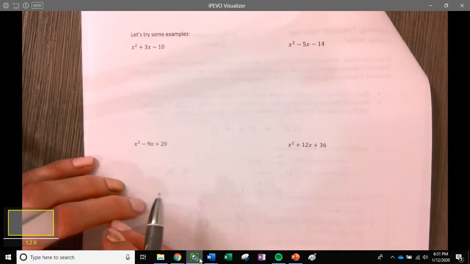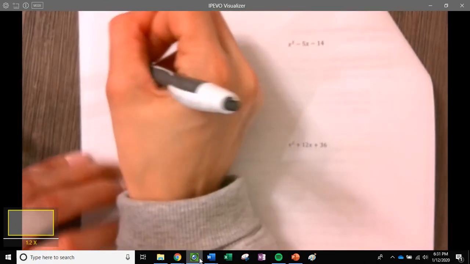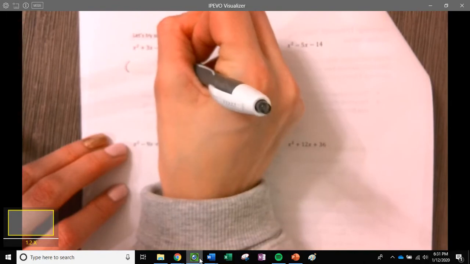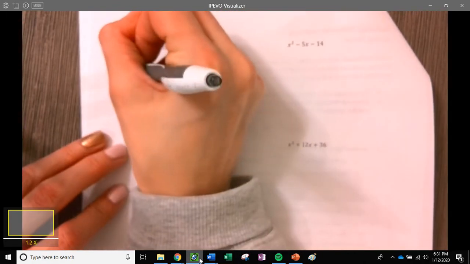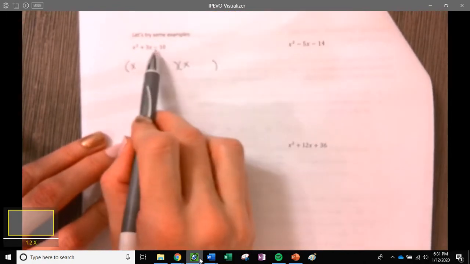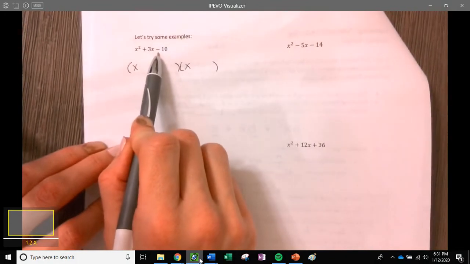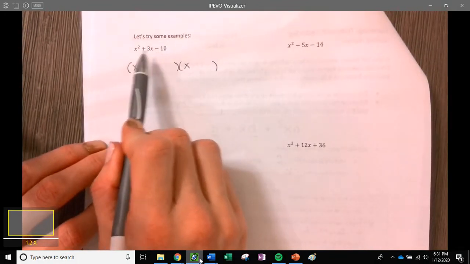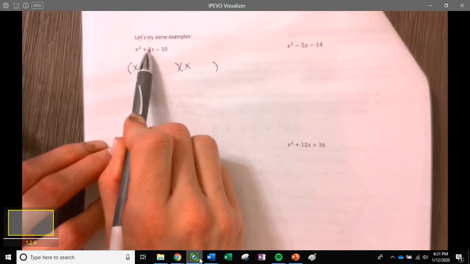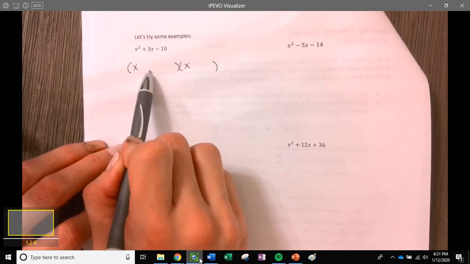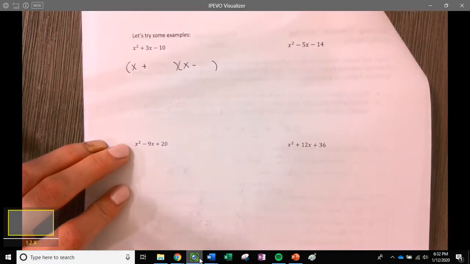X squared plus 3x minus 10. I'm going to make my two sets of parentheses, and I'm going to consider my sign. I have a subtraction sign, which means my signs will be different. And I have a plus sign in front of B, which means my bigger number that I put in the first set of parentheses will get a plus, and my smaller number will get a minus.